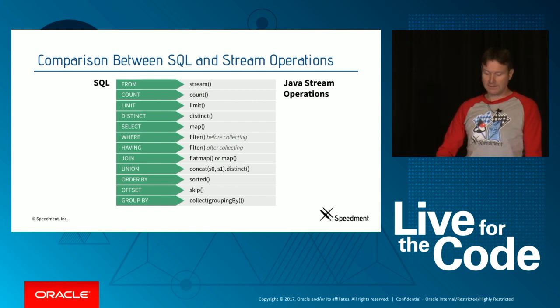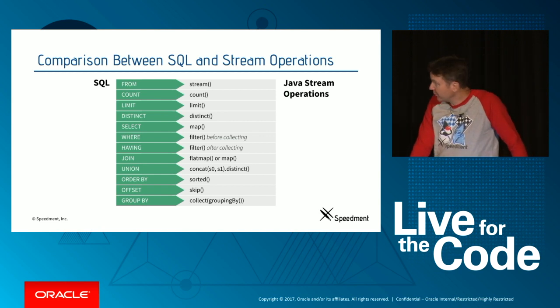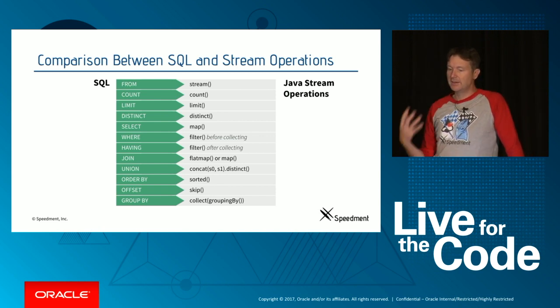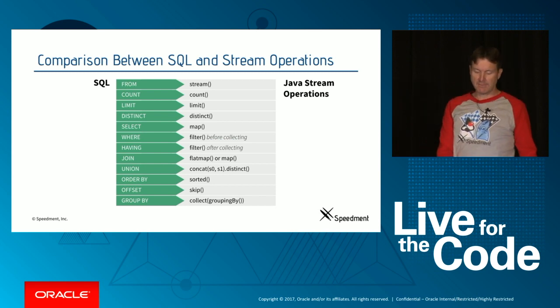So count is count, limit is limit, and so on. And group by is collect grouping by, for example. So it's easy to think. When you think SQL, you can very easily understand streams, and vice versa.